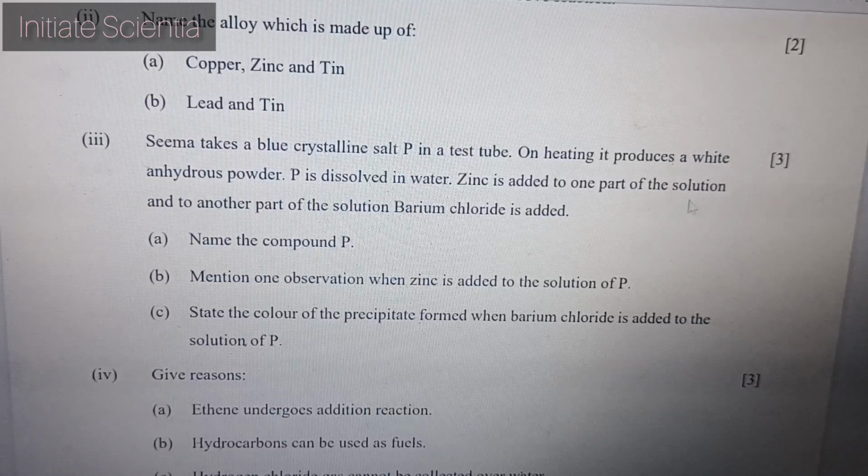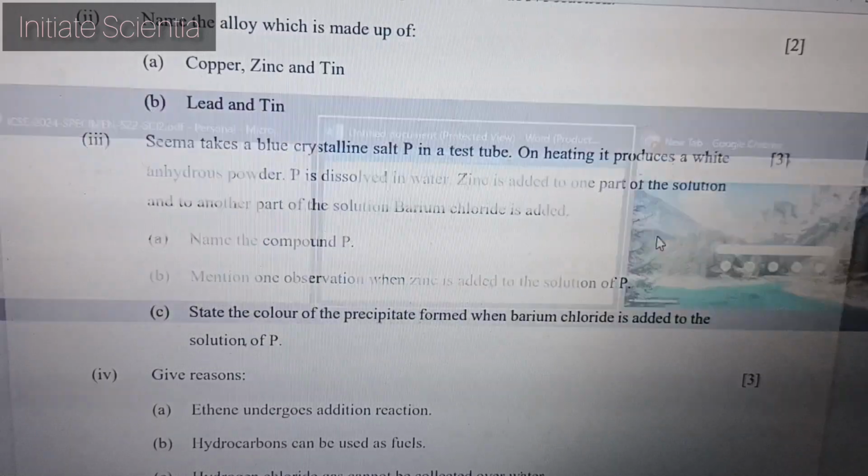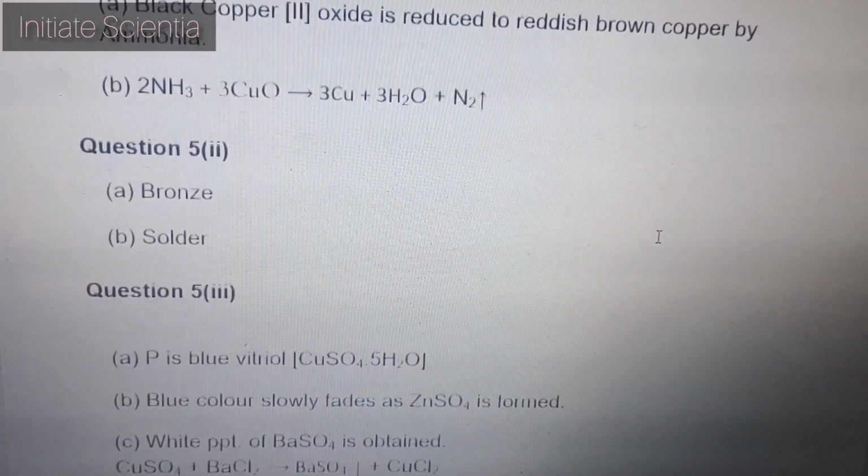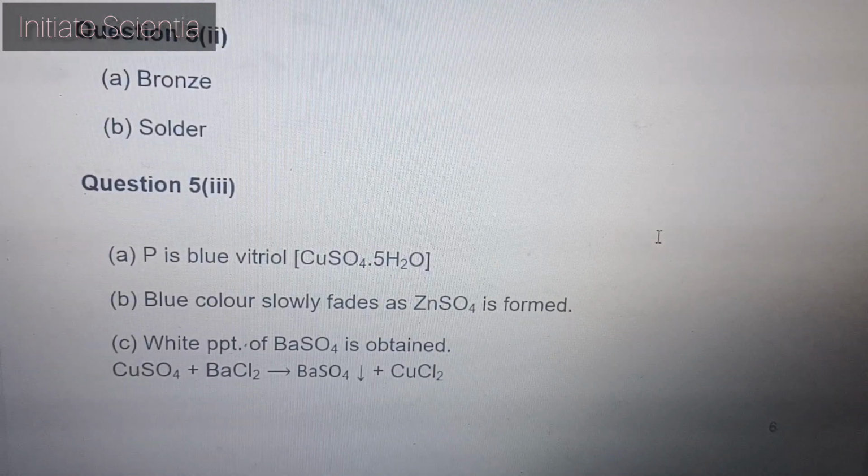Seema takes a blue crystalline salt P in a test tube. On heating, it produces a white anhydrous powder. P is dissolved in water. Zinc is added to one part of the solution and to another part of the solution, barium chloride is added. Name the compound P. The compound P is blue vitriol, CuSO4.5H2O.